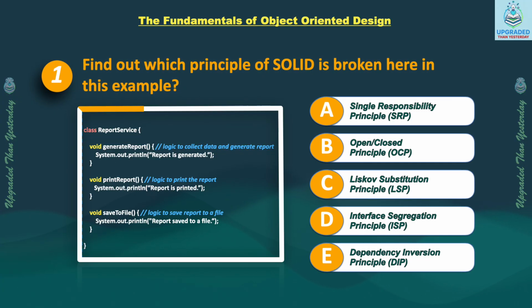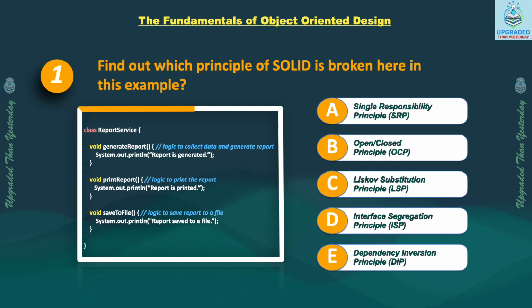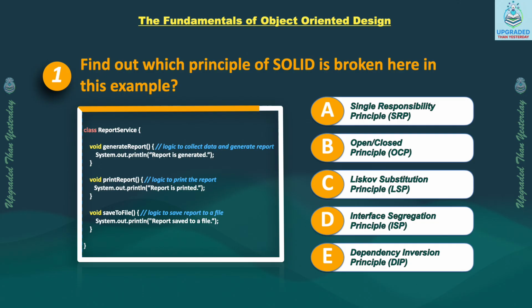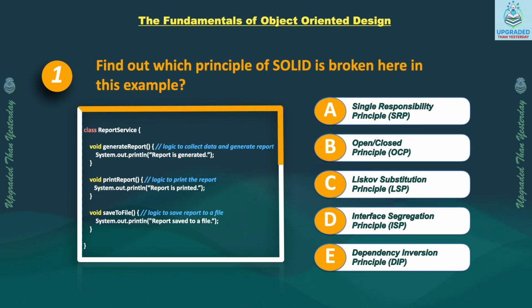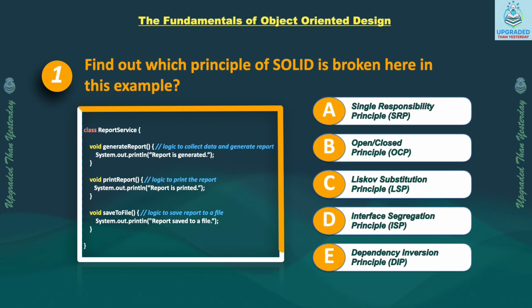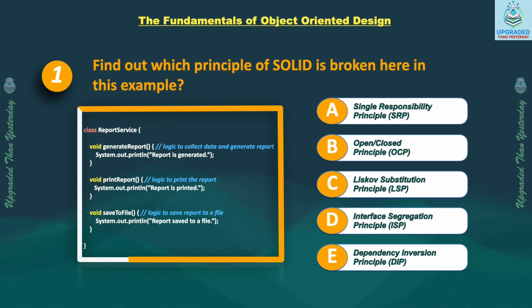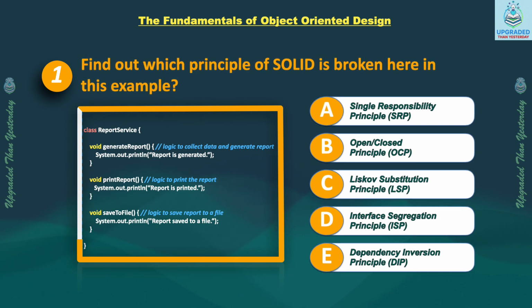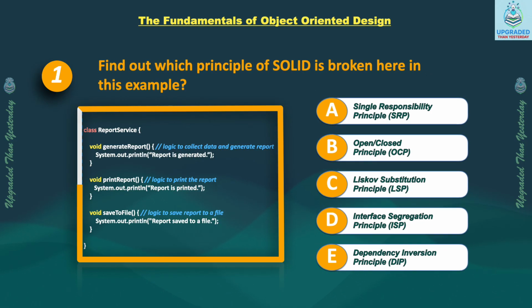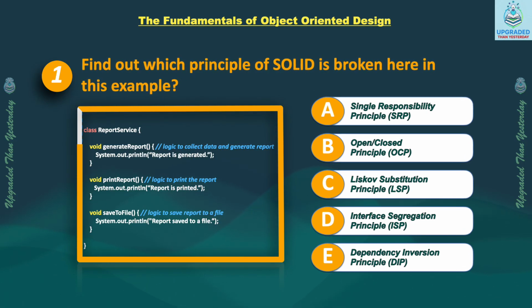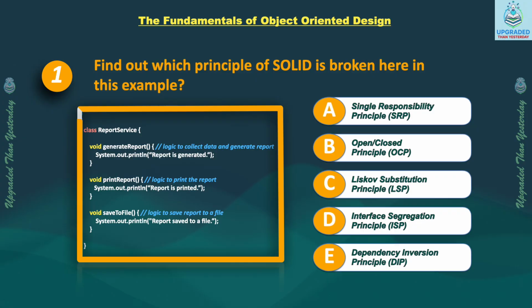At the end, let me ask you a question related to the SOLID principles. You need to find out which principle of SOLID is broken in this given code block. Here, there is a class report service which does report generation, printing the report and saving the report in a file. Please put your answer in the comment section and I will put a heart on your comment so that you can know your answer is correct.